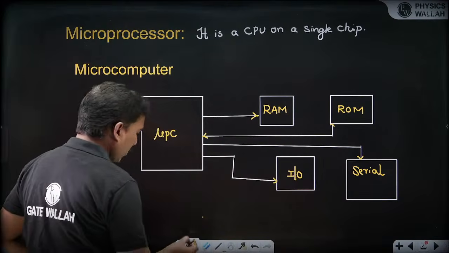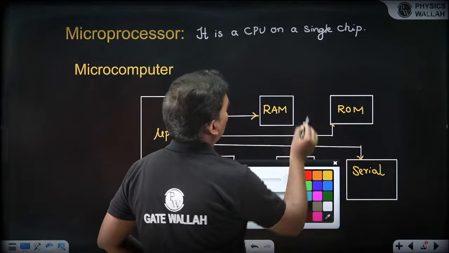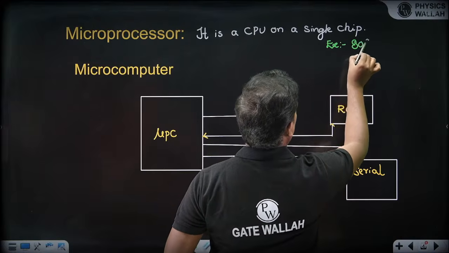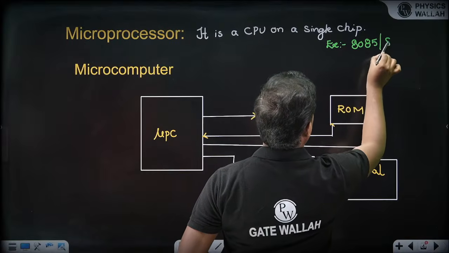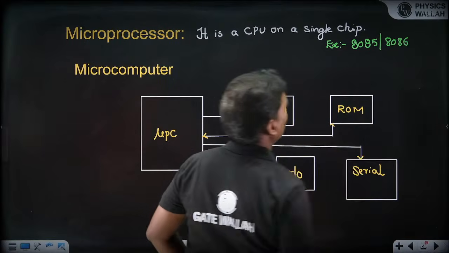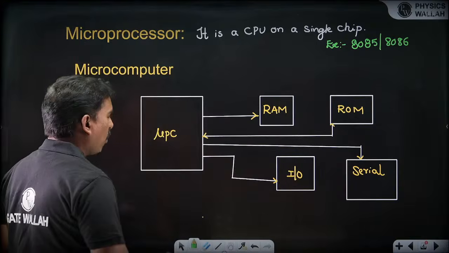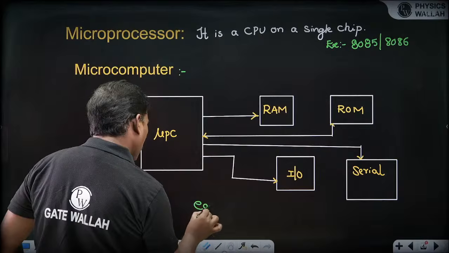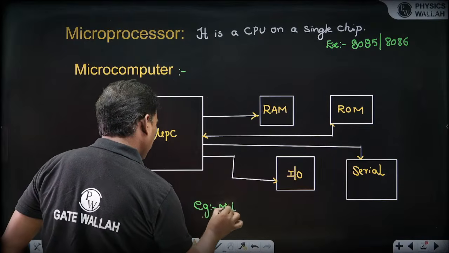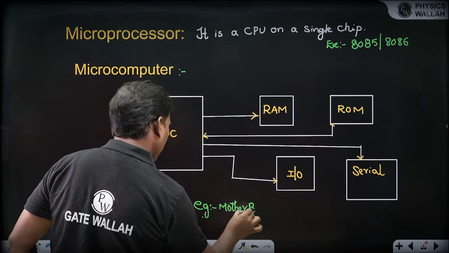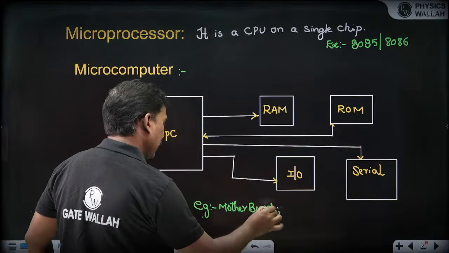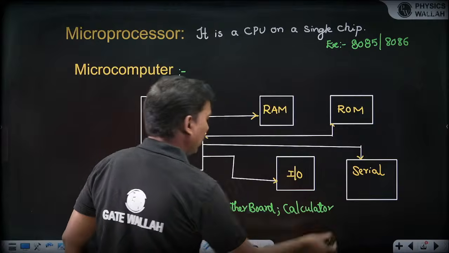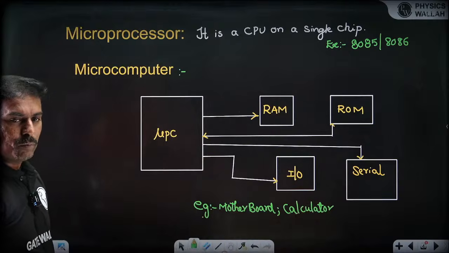सो माइक्रोप्रोसेसर के लिए एग्जांपल देखो। सो माइक्रोप्रोसेसर के लिए एग्जाम्पल होगा 8085 एंड 8086. ओके, एंड माइक्रोकंप्यूटर के लिए क्या होगा एग्जाम्पल? सो व्हेन इट इज इंटरफेस लाइक दिस, सो एग्जाम्पल होगा मदरबोर्ड एंड कैलकुलेटर. ओके, सो माइक्रोप्रोसेसर के लिए मेमोरी हमेशा एक्सटर्नल रहता है.